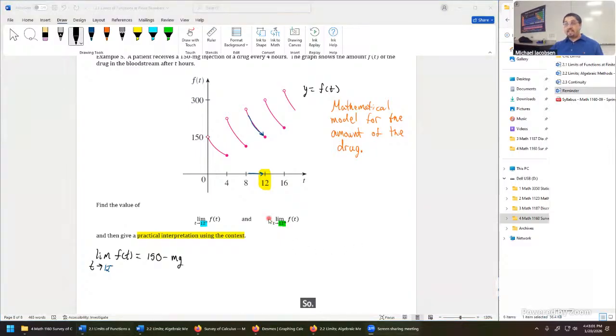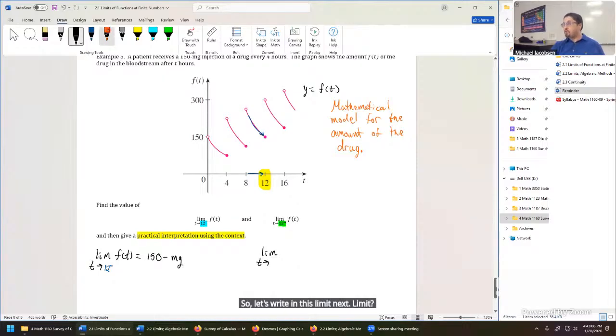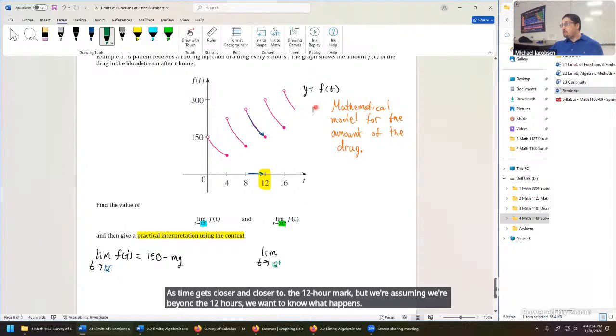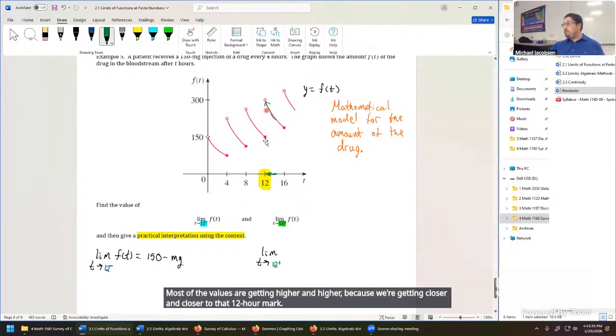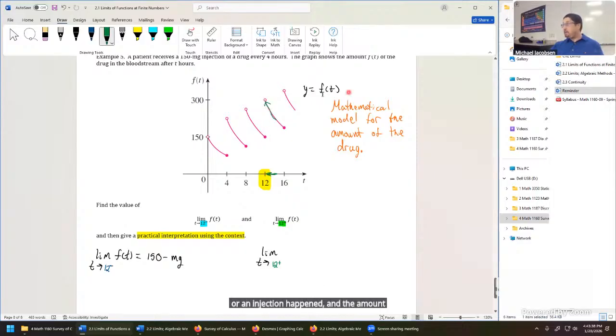So let's write in this limit next. Limit as time gets closer and closer to the 12-hour mark, but we're assuming we're beyond the 12 hours. We want to know what happens just around that time. So we're looking at a different limit. We're coming in from the right in that direction. Let's move up, hit the curve. We're coming in from the right. Notice the values are getting higher and higher because we're getting closer and closer to that 12-hour mark where an injection happened and the amount of the drug spiked in that patient's bloodstream.